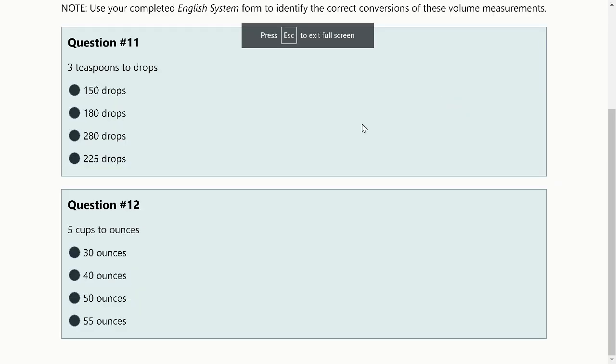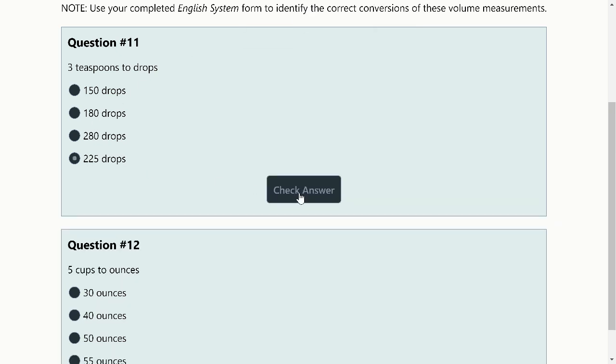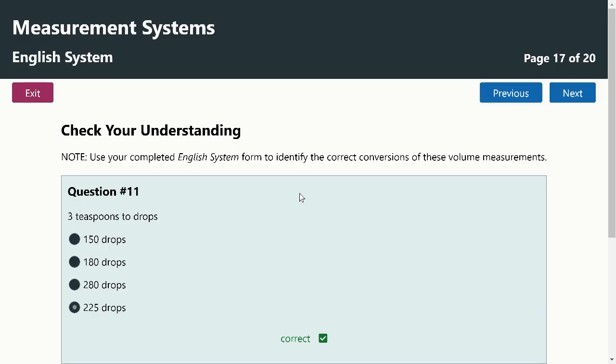Alright, what about 3 teaspoons to drops? 225 drops. I'm gonna let her get caught up right here before we move along. This is a long week.